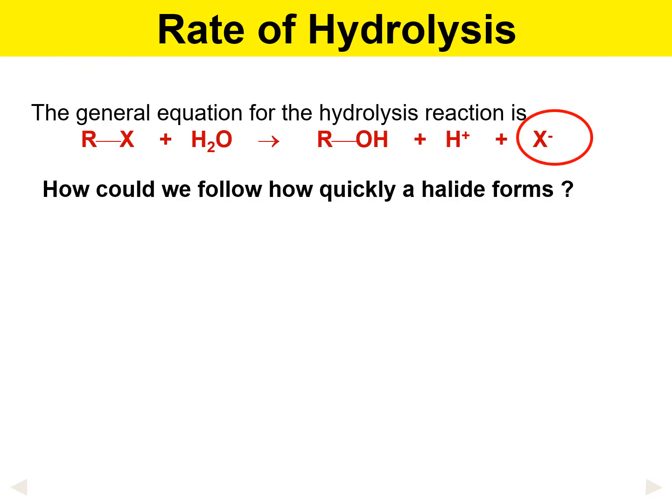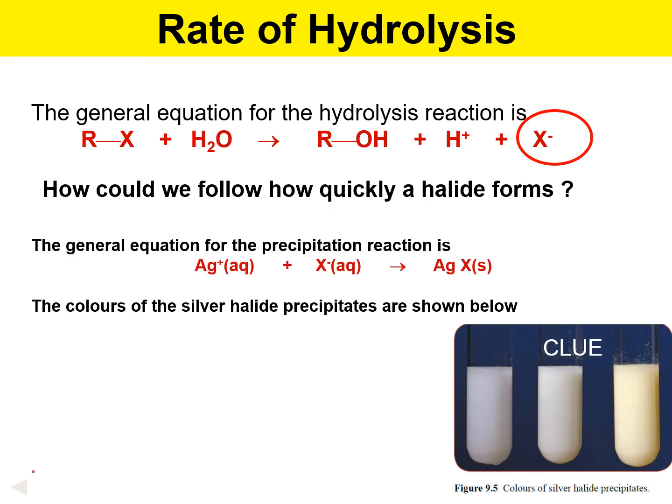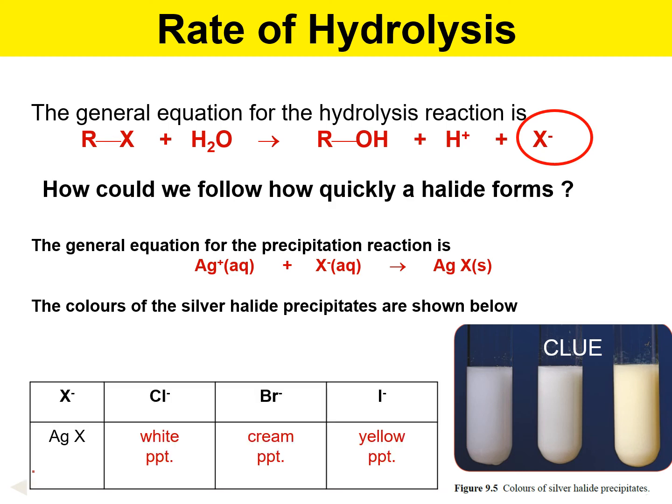Earlier in nucleophilic substitution, we met hydrolysis where water is used as the nucleophile. We can study the ease of hydrolysis of halogenoalkanes by following how quickly the halide forms. If you remember back in Unit 1, we were able to do precipitation reactions using silver ions and halide ions. When our halide is formed, if we have silver ions in the reaction mixture, we will form a precipitate. If you remember from Unit 1, the different halides produce different coloured precipitates.